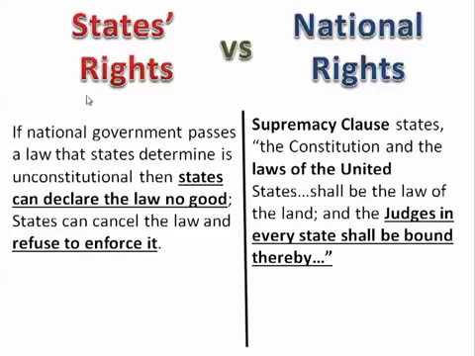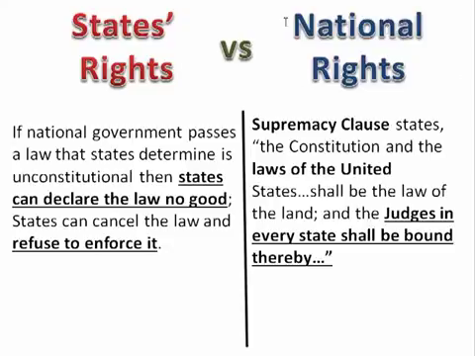The states' rights wing of this argument believed Thomas Jefferson and James Madison's Virginia and Kentucky resolutions and theory of nullification were correct. If the national government passes a law that states determine is unconstitutional, then states can declare the law no good. They can cancel it. States can cancel the law and refuse to enforce it.